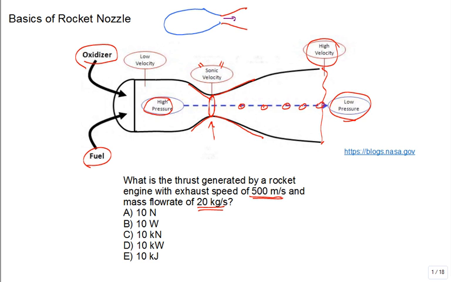So how many people said, okay, that forward thrust is a mass flow rate times a difference in velocity? Well, the inlet velocity is negligible. It's just the outlet velocity that gives it the thrust. And so it was 20 kilograms per second times 500 meters per second. Kilogram meter per second squared is a Newton. And then I look over here. I can rule out watt. I can rule out joule. It's either 10 newtons or 10 kilonewtons.